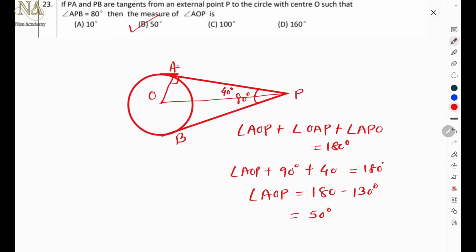Even if you solve with the quadrilateral, you will get angle AOB as 100. Obviously half of 100 is 50. So any method you can use.